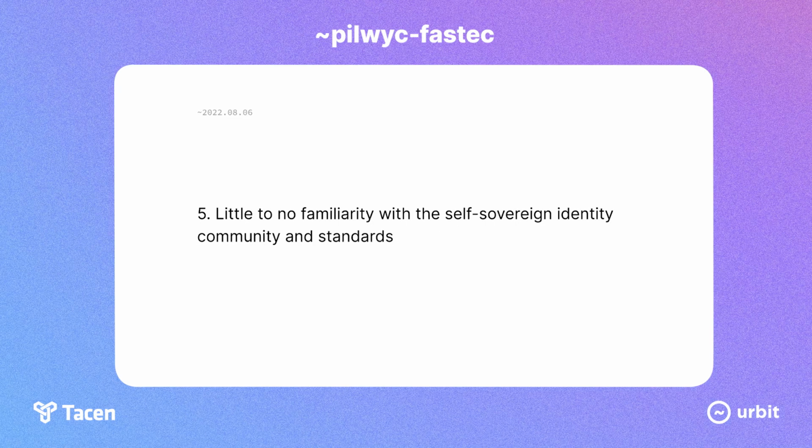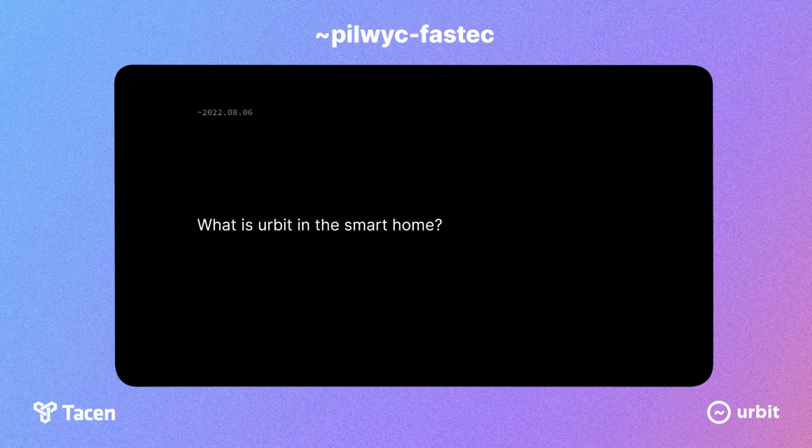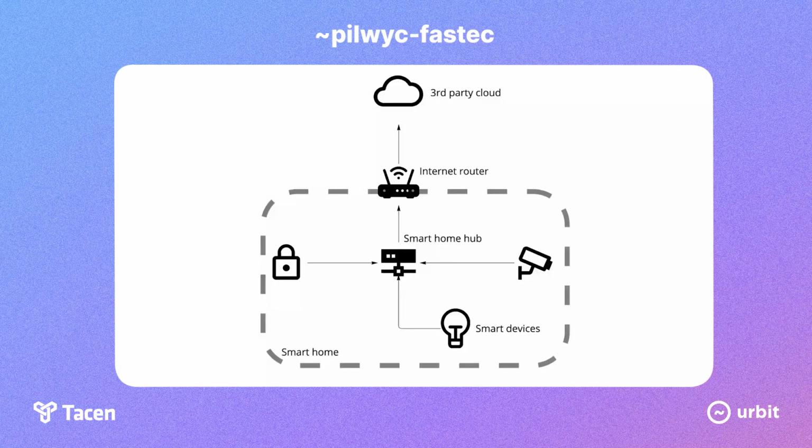And then the fifth one was really that they had almost no familiarity with the self-sovereign identity community standards, any of that type of stuff, right? They were very much into Urbit. There were a lot of people that were very Urbit-centric, but they didn't really know much about identity topics when it came to the outside world. So what is Urbit in the smart home, right? I think there are a couple of different places that we can start to target. If we look at the smart home, mostly because of the client-server architecture, there's this third-party cloud that exists.